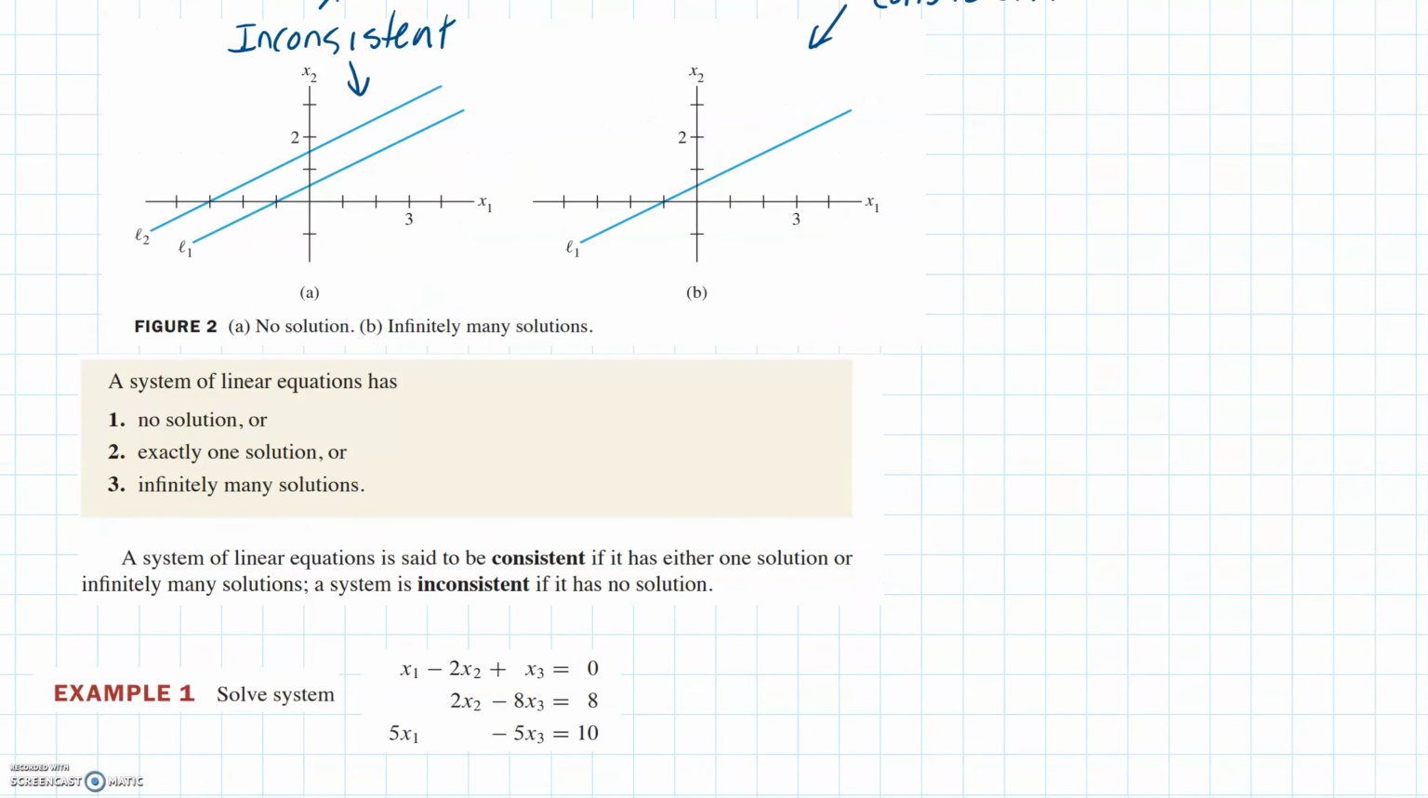So let's look at another example. This is example 1 in the book. Solve the following system. Now we're going to go back to x1, x2, x3, though you could call it x, y, and z. And we notice that we have 3 equations here.